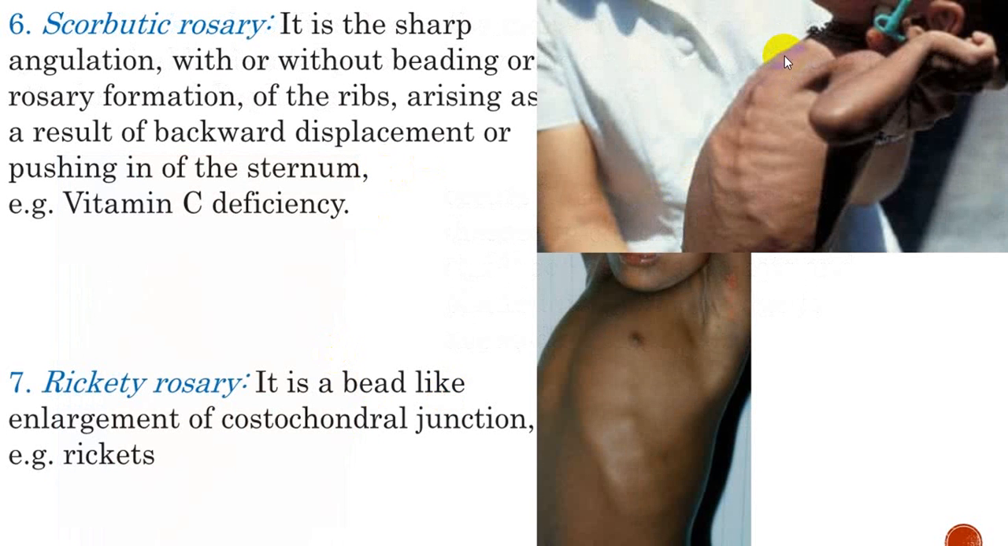When you get a swelling all along all costochondral junctions, it is called rosary, scorbutic rosary because of vitamin C deficiency in scurvy, and ricketic rosary in case of rickets. In scorbutic rosary, it is a sharp angulation, while in case of ricketic rosary, it is a smooth angulation. Along with that, in a ricketic rosary, you will have a sternal deformity and you can have a Harrison sulcus. So in rickets, you will have a Harrison sulcus, you will have a pectus excavatum or pectus carinatum, and you will have a ricketic rosary.